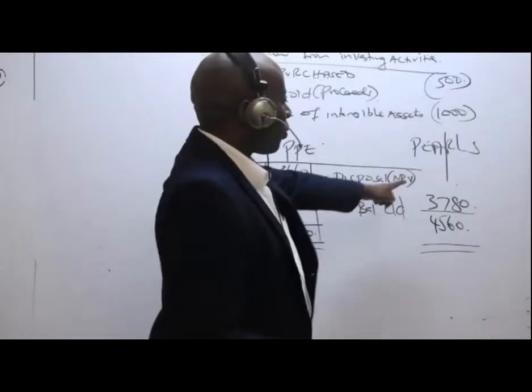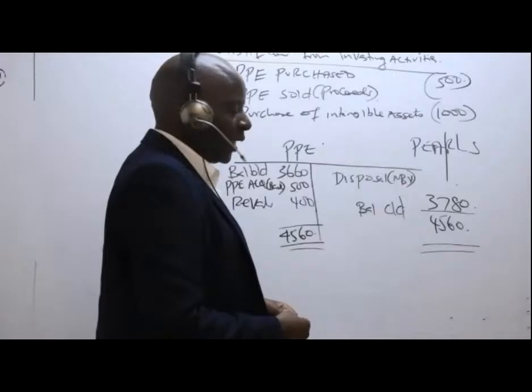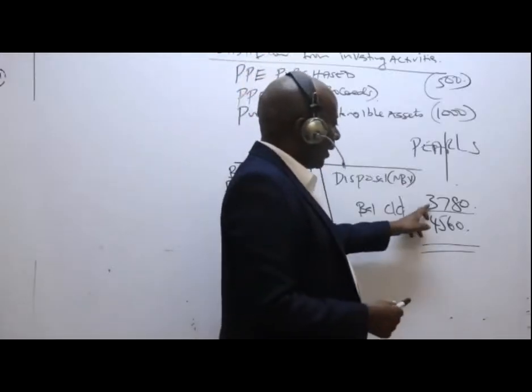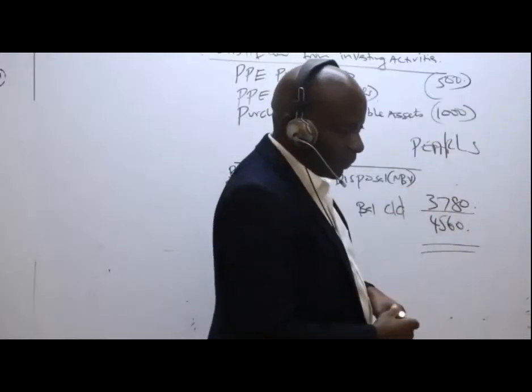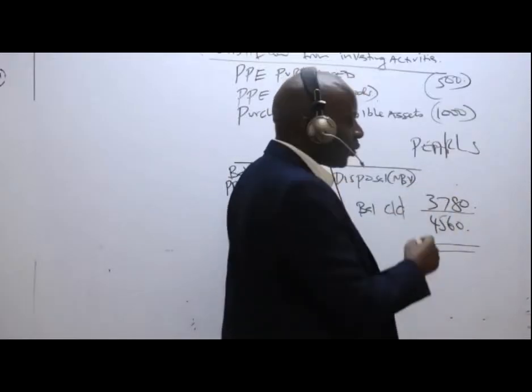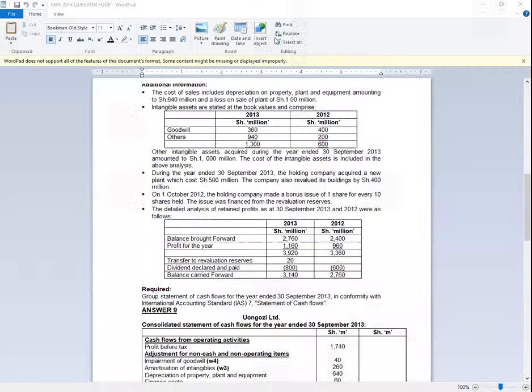So then could you kindly give me the disposal net book value? The net book value now will be this minus this figure. What figure are we getting here, somebody? According to Helen, this should be 780. 780.